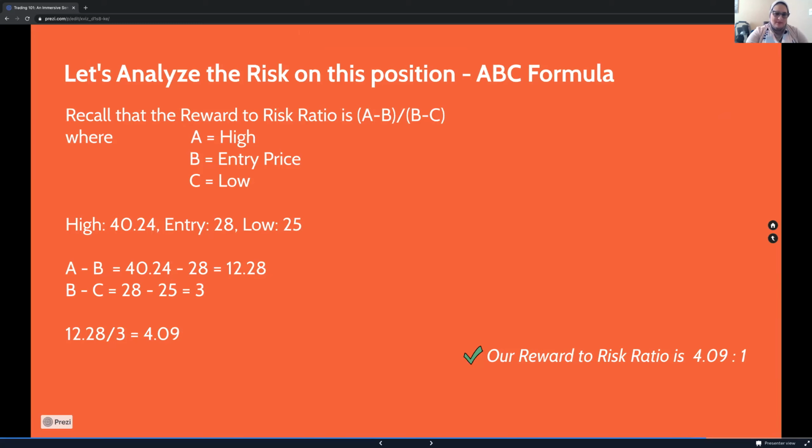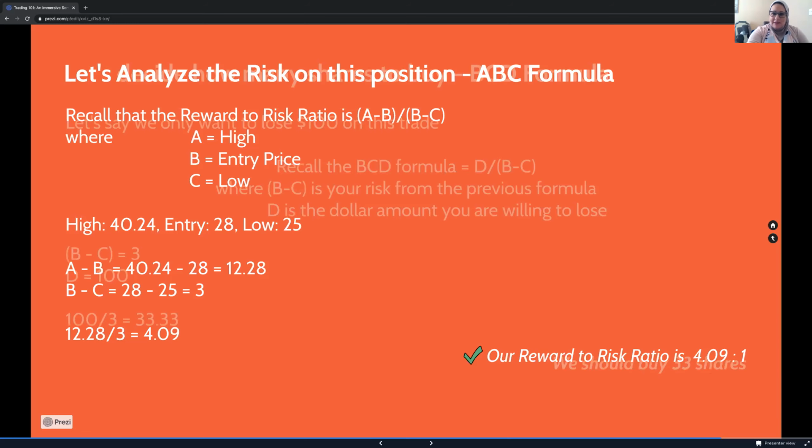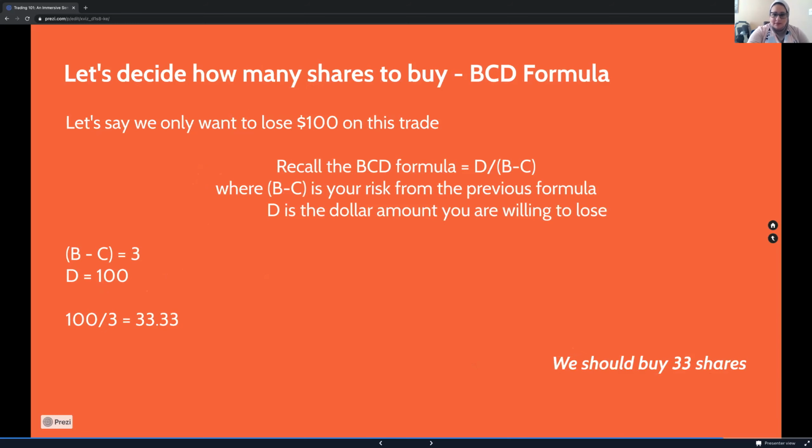And then we do 12.28 divided by 3, and that gives us 4.09. So our reward is $4.09 to the risk of 1. So our ratio is over 3 to 1. So that means, yes, this might be a good trade to enter. Absolutely, it's a great one.